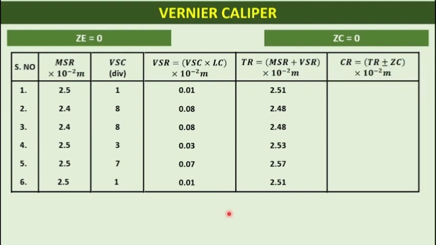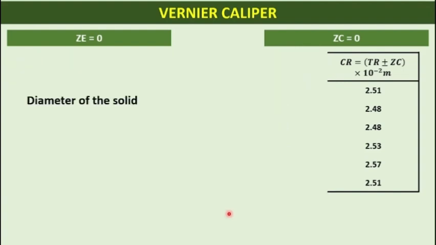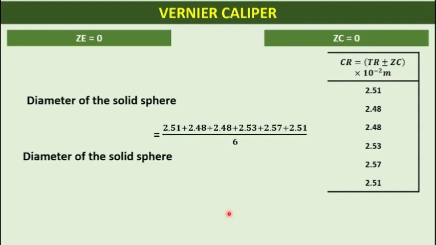Now we have to go to find correct reading. To find the correct reading, we have to add the zero correction. We know that the zero correction is 0. So the total reading itself is the correct reading here. So rewriting the same data once again in this column, we get 2.51, 2.48, 2.48, 2.53, 2.57 and 2.51. Now we have to find the diameter of the solid sphere. This is an average of all these 6 data. Adding all 6 data, 2.51 plus 2.48 plus 2.48, 2.53, 2.57 plus 2.51, we get 15.08 divided by 6, we get 2.513.